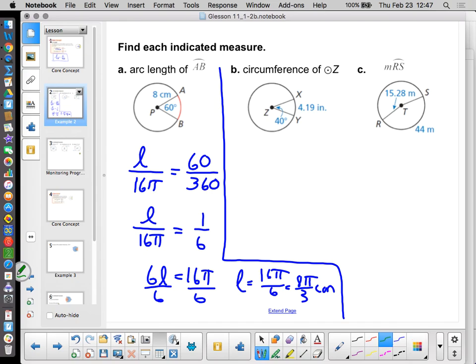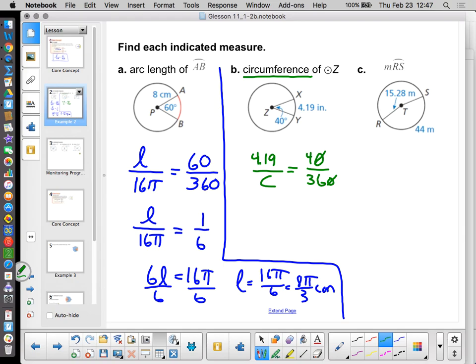Second example here, the arc length is known. We're looking for the circumference. Fine, not a problem. Arc length, same formula, arc length over circumference, which I don't know, equals, and when we got our 40 over 360. And I could reduce that to 4 over 36 or 1 over 9 if I wanted to, or I could leave it as 40 over 360. I mean, I'm going to cross multiply. It's going to work its way out either way.